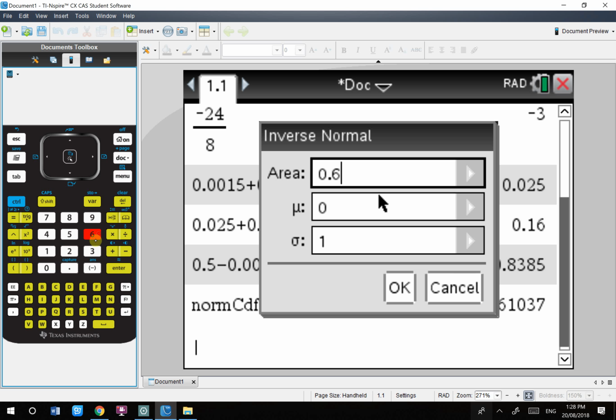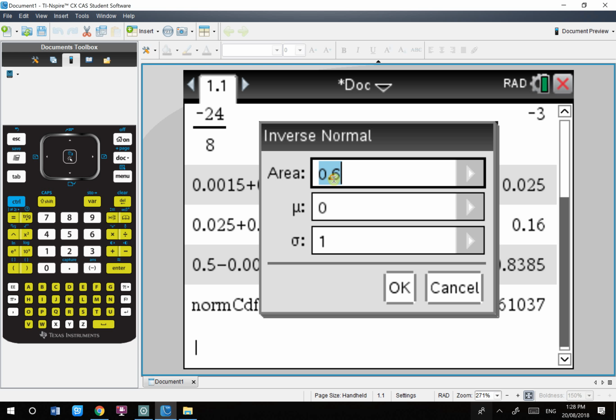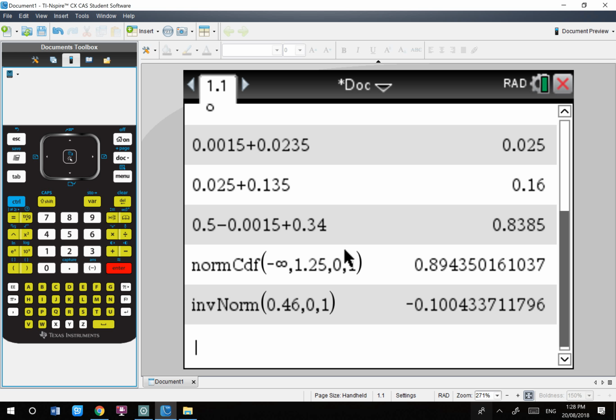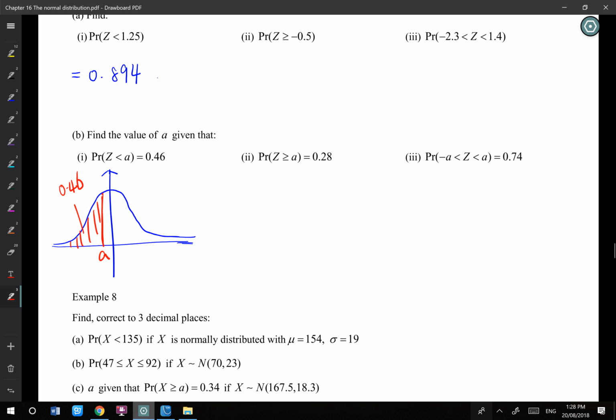So the area I will have is 0.46. And mu and standard deviation are given as 0 and 1. If it's not 0 and 1, you change it to 0 and 1, and that's it. We click enter for that. You have negative 0.100. Okay, so that's your answer. Negative 0.100, 3 decimal places.